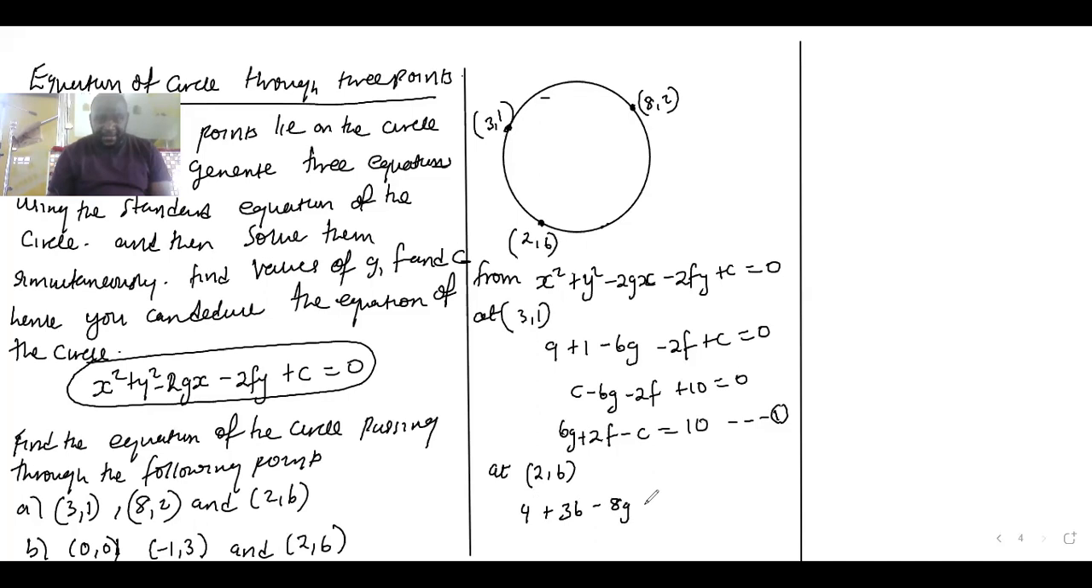We shall have minus 8G. F is what? I mean, Y is 6, so minus 12F plus C is equal to 0. You will see that we have 8G plus 12F minus 4 minus C minus is 4J. Minus 4G. Oh, yes, thank you. Is equal to 40.